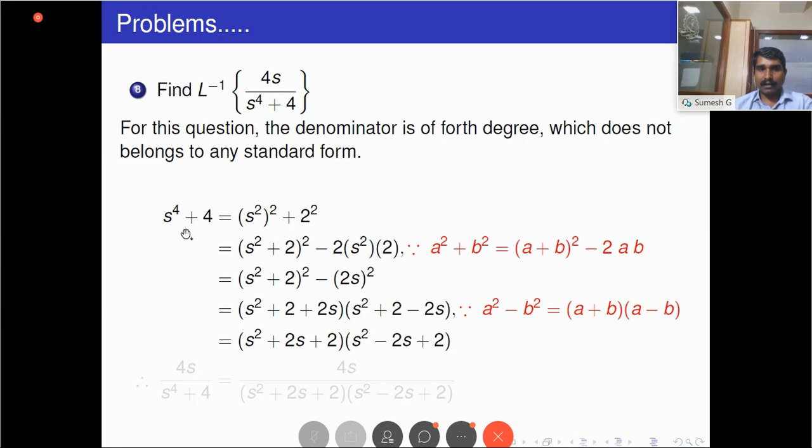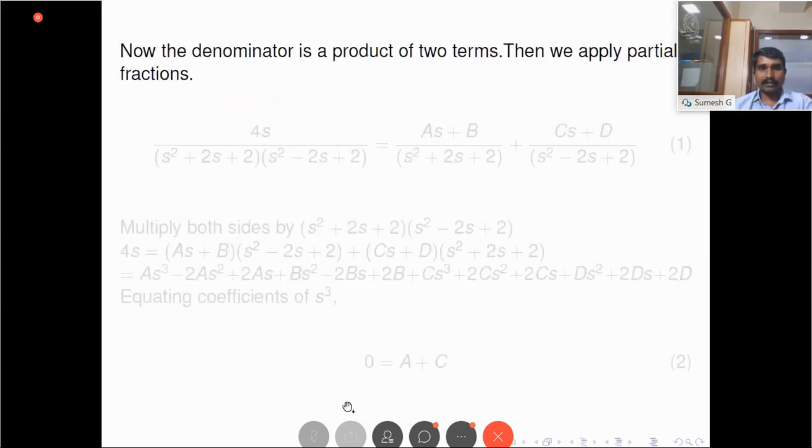So the denominator s raised to 4 plus 4 is factorized as s square plus 2s plus 2 into s square minus 2s plus 2. So the denominator becomes a product of two terms, and consider these terms. These terms are not factorizable. So first we apply the partial fraction technique.